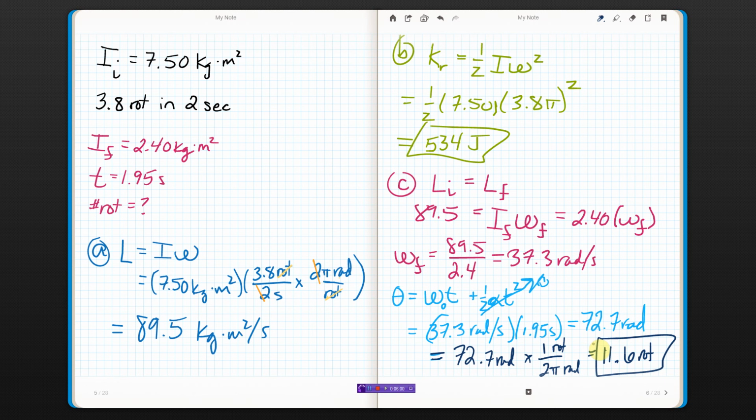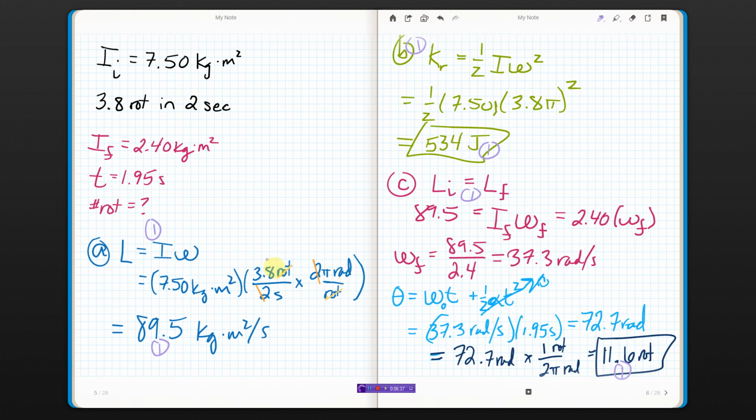Okay, let's talk about points. I want at least 1 point per answer. So we've got a point here, and a point here. So there's 3 points right there. I also want a point per equation used. So a point for showing the equation for angular momentum, 1 for rotational kinetic energy, and then there isn't really an equation for C, but you just need to show me somehow that momentum is conserved. Either say it in words, or say it in an equation, or you could just write I initial, omega initial equals I final, omega final, something like that.